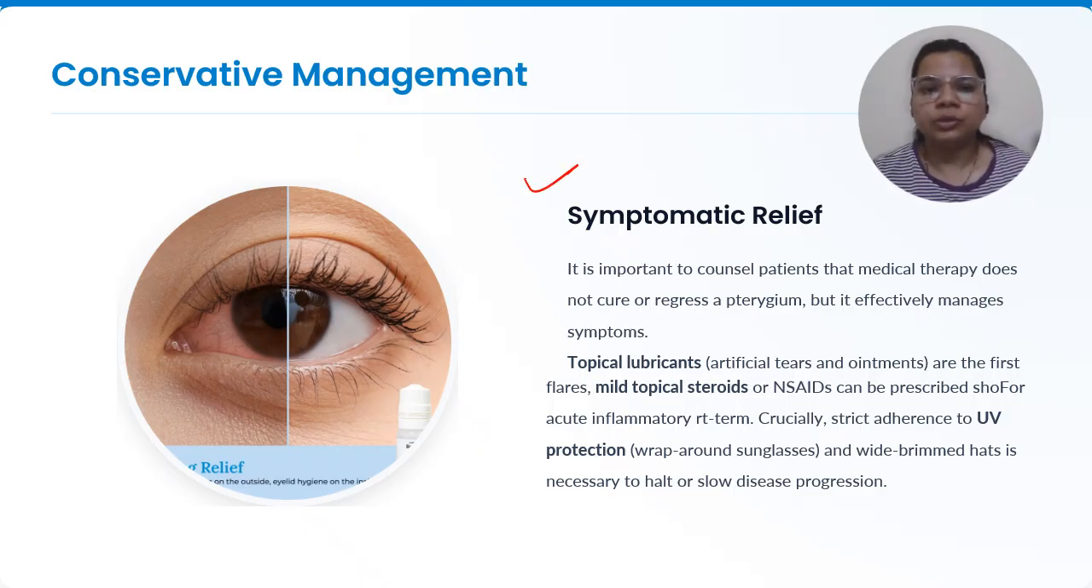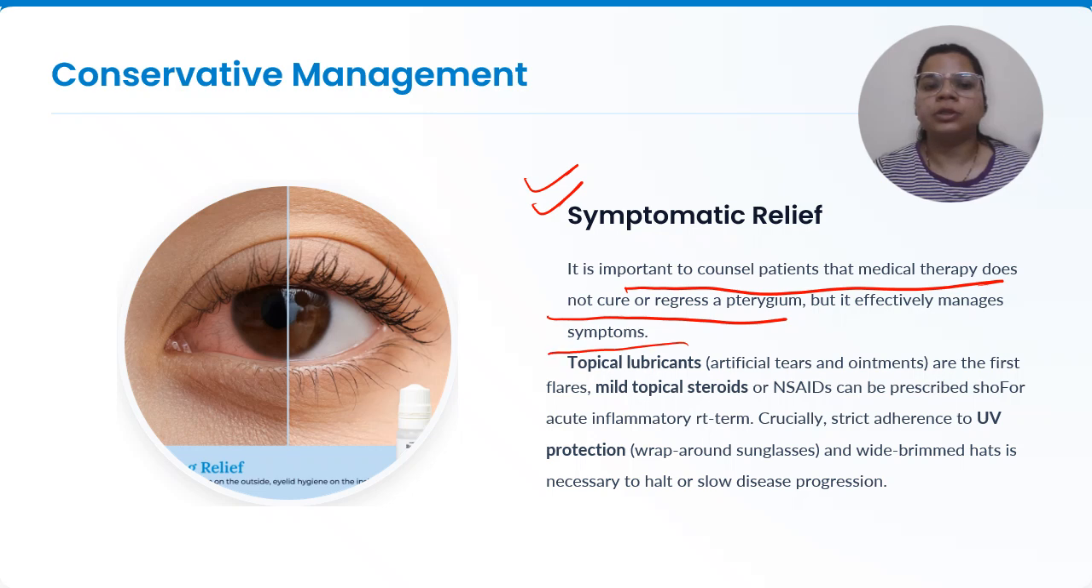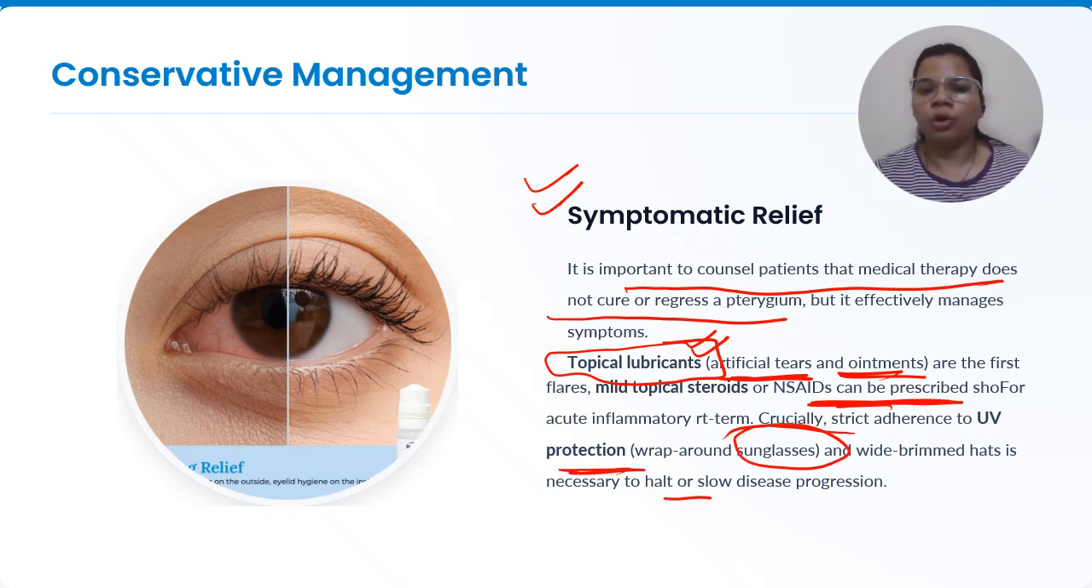When we come to the management of the condition, we should first counsel the patients that medical therapy does not cure or regress the pterygium. First, we prescribe a topical lubricant, that is artificial tears or ointments. We can also give a mild topical steroid, and we advise the patient to use sunglasses for protection to halt or slow down the progression.